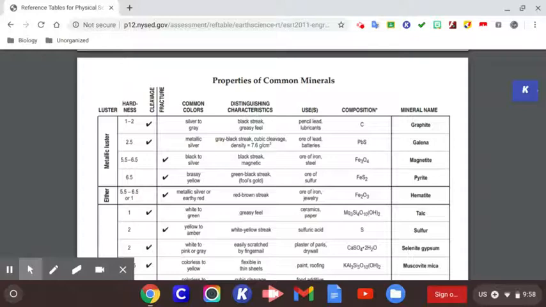So consider that if it can scratch glass, then it has a hardness greater than glass. And glass has a hardness of 5.5. So this mineral is metallic, harder than glass, and has a green-black streak. Is it A, galena, B, pyrite, C, magnetite, or D, hematite?